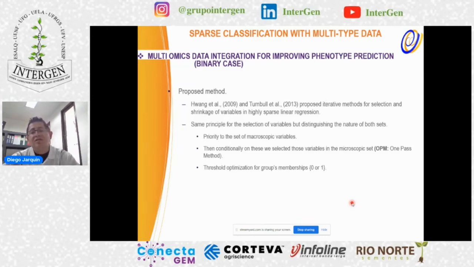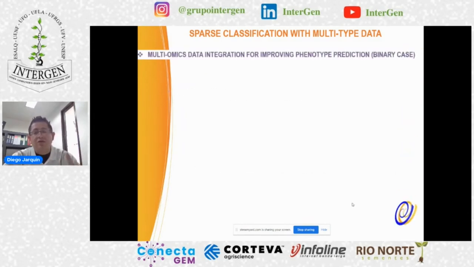So how this method works is we start selecting for the secondary traits until the point where we cannot increase the likelihood more, and we break the loop. If we have 20 secondary traits, probably we selected 10, and those were enough to explain why. After that, we started selecting from the set of markers. And then we add a threshold optimization to find the group memberships, zeros or ones, pretty much based on the evidence of where is the point at which we are going to send predicted values to the group of the ones or the group of the zeros.